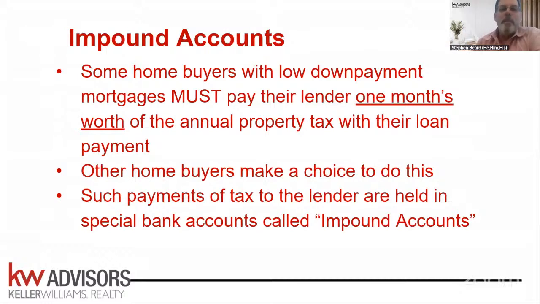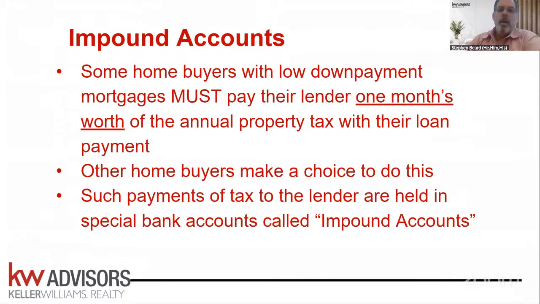So we are just talking about impounds. Some home buyers with low down payment mortgages must pay their lender 1 month's worth of the annual property tax with their loan payment. So let's suppose the principal and interest was $5,000 a month. They might be making a payment of $5,500 or even $6,000 a month to cover the property taxes for 1/12. But the lender only pays the bill on that schedule I just showed you twice a year.